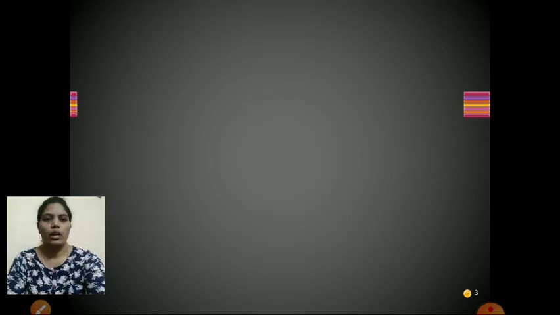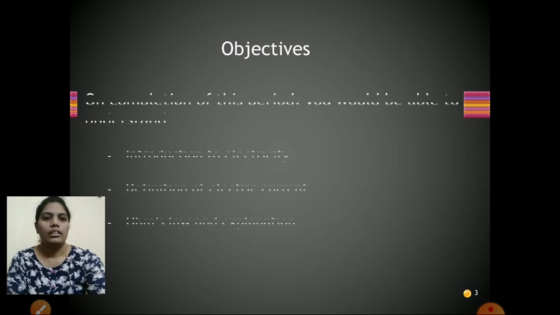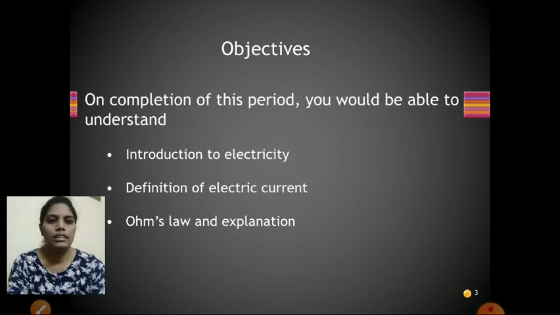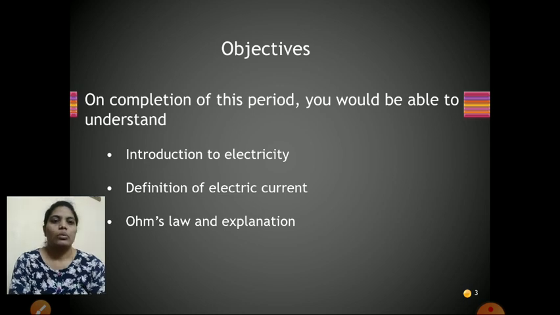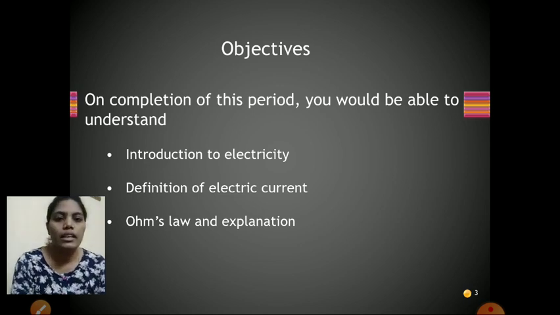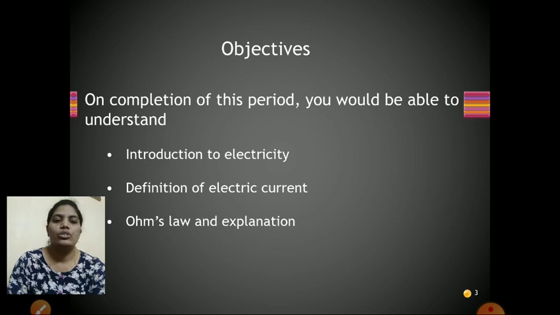Now, let us move on to our class. The main objective of today's class is, on completion of this period, you'll be able to understand what is electricity, that is the introduction to electricity. And while learning introduction to electricity, we'll learn about definition of electric current and a very important law, Ohm's law, and its explanation.